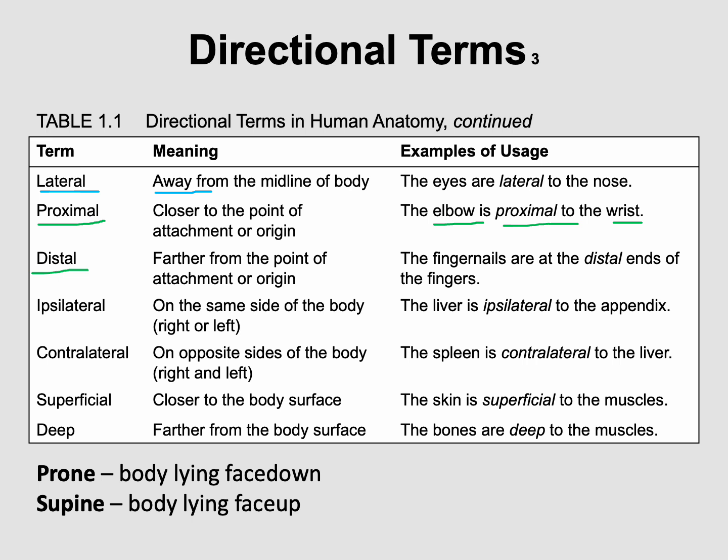Then the final two terms are superficial and deep. Superficial means closer to the surface of the body. So the skin is superficial to the muscles. The skin is basically on top of the muscles. And the word deep is the opposite of superficial.